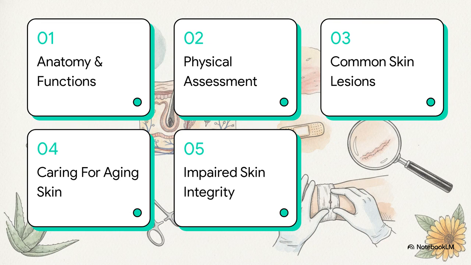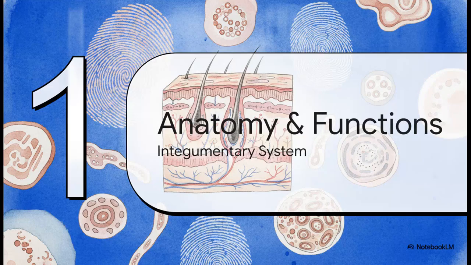Here's our clinical roadmap for today. We're hitting 5 key areas: anatomy and basic functions, step-by-step physical assessment, identifying common skin lesions, caring for aging skin, and finally, managing impaired skin integrity. Section 1, Anatomy and Basic Functions.